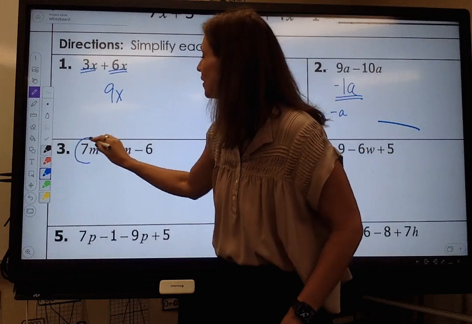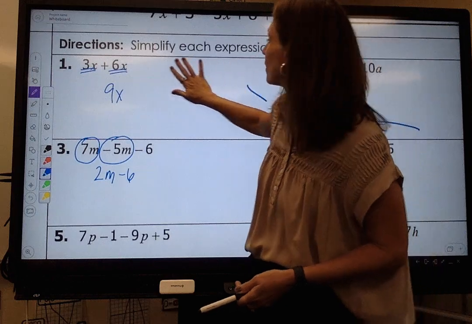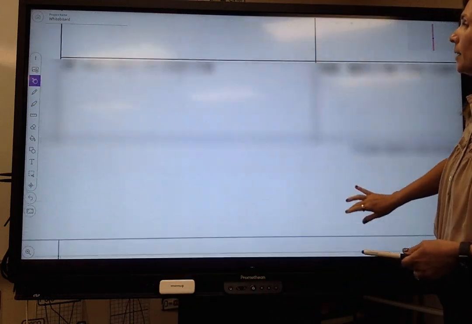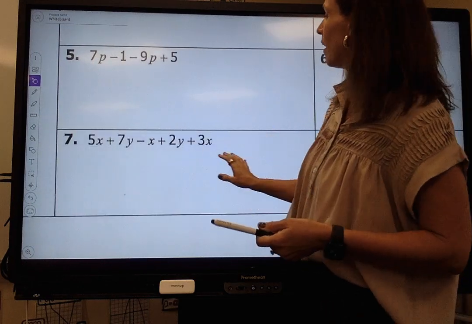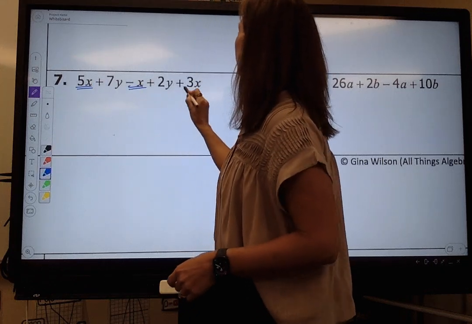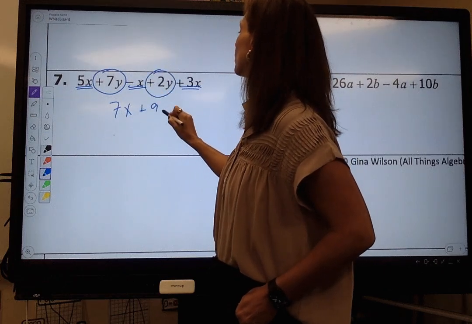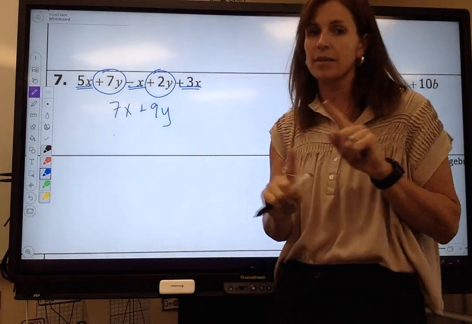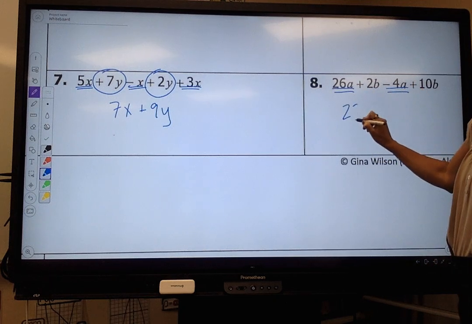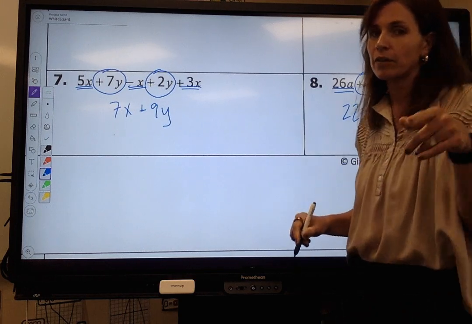You've got 7m, negative 5m, which is 2m, and then you get minus 6. So we're going to fly through these now that I've explained them. I'm going to jump down here so I don't have to erase. Let's look at number 7 real quick. I've got 5x, negative x, and 3x, which is 7x. I have a 7y and a 2y, which is 9y. Notice I can't combine x's and y's. Not the same. Over here, I have 26a, negative 4a, which is 22a. I have a 2b and a 10b, which is 12b. Can't combine. They're not the same.